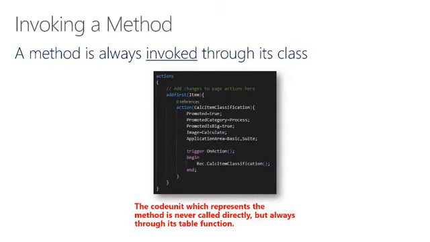And so the method itself is always invoked through its class, which means, in Business Central terms, the function is always called from the table. So we have rec.calcItemClassification, right? So we don't call the code unit from other spots.